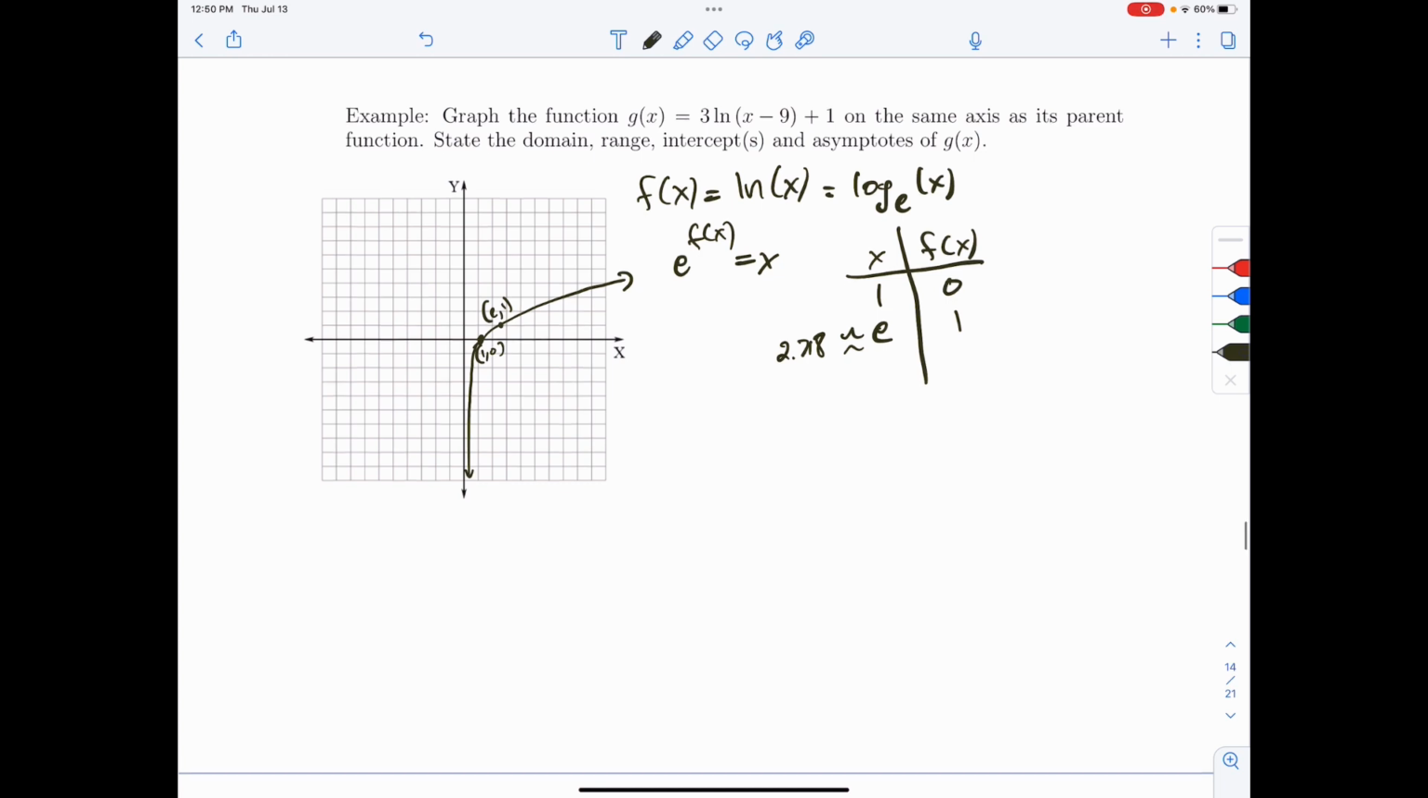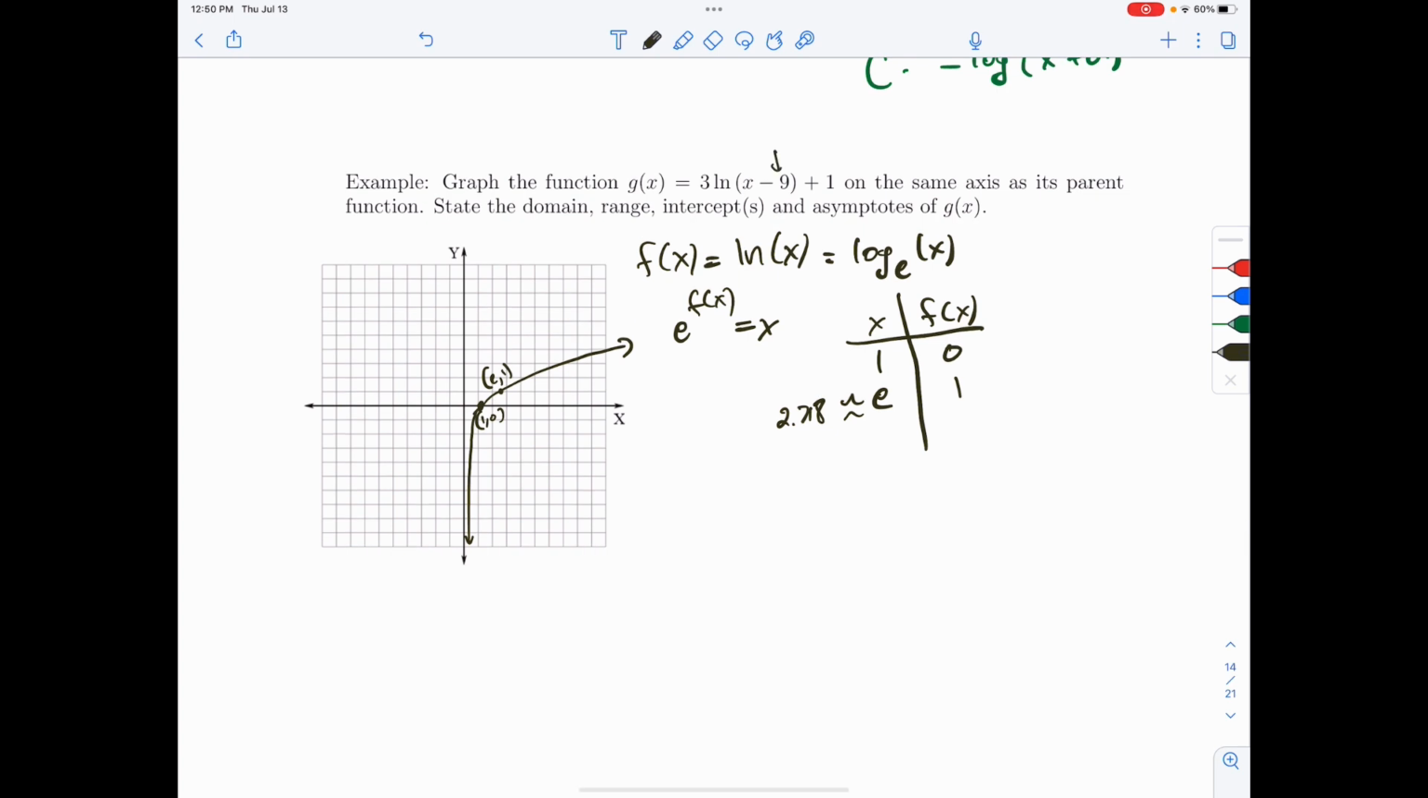All right, so let's look at the transformations that are happening. This 9 means right 9 units. I'm actually going to make a small change because I want to make sure that everything shows up on the graph. So instead of 9 there, let's change this to minus 5. Okay, so we're going right 5 units. We're going up 1. And then this is a vertical stretch by a factor of 3.